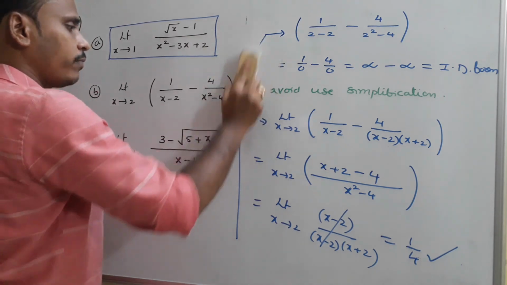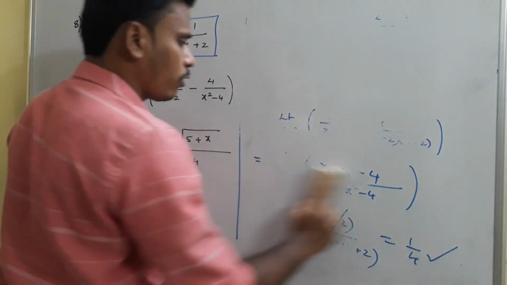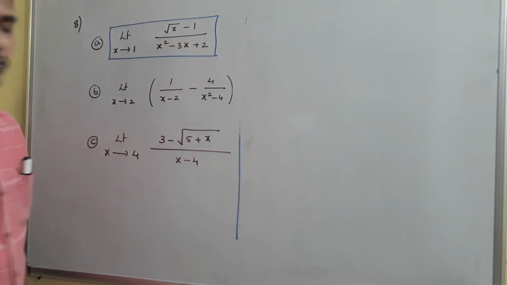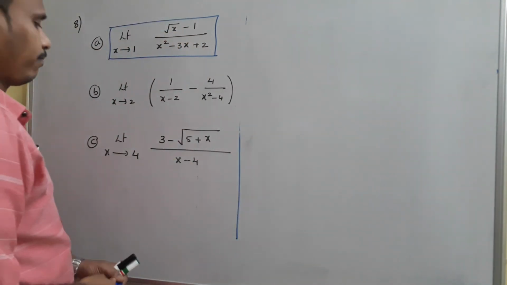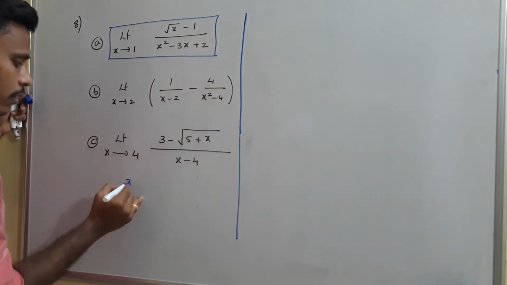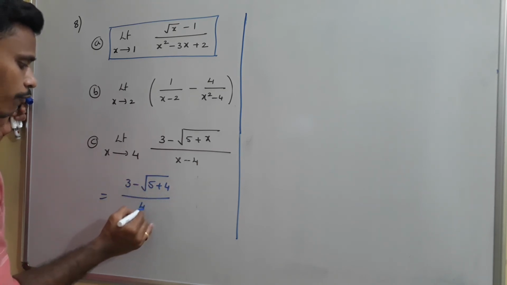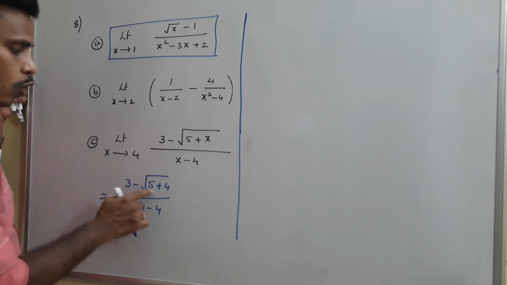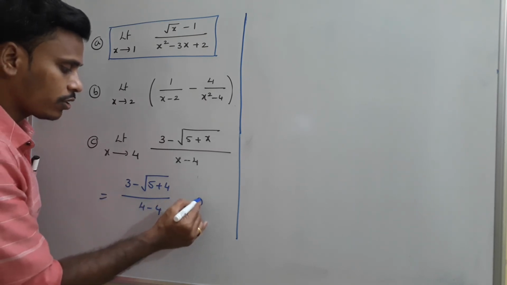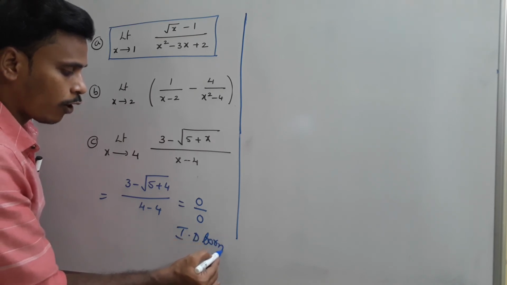Okay, so directly, to rationalize the third problem, first of all directly substitute x with 4. What will happen? Replace x with 4. What will happen? 3 minus root of 5 plus 4 divided by 4 minus 4. Direct substitution: root of 5 plus 4 is 9. Root 9 is 3. 3 minus 3 is 0. This is 0 by 0. 0 by 0 is simply an indeterminate form.